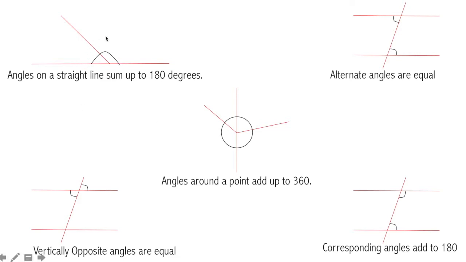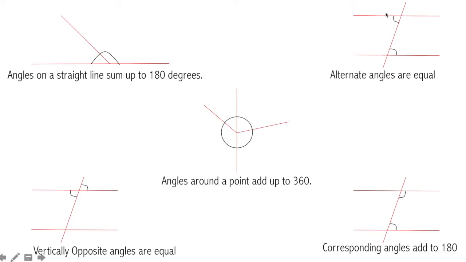Angles on a straight line always sum up to 180 degrees. Angles around a point, so this plus this plus this plus this, is 360 degrees. Alternate angles, so angles that come in this Z sort of thing, are equal. So this and this are equal, this and this are equal.